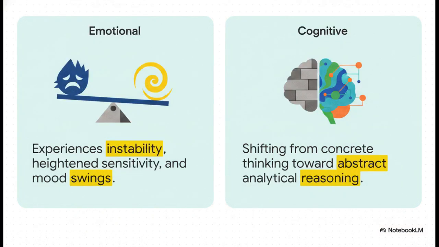fall flat. Then you throw in the emotional and cognitive dimensions, and we see an equally volatile dynamic. Emotionally, adolescents famously experience instability, heightened sensitivity, and rapid mood swings as they search for who they are. Yet, cognitively, they are right in the middle of a massive upgrade. They're systematically shifting away from concrete black and white thinking toward abstract reasoning and really complex analytical skills. This creates just an incredible internal paradox.